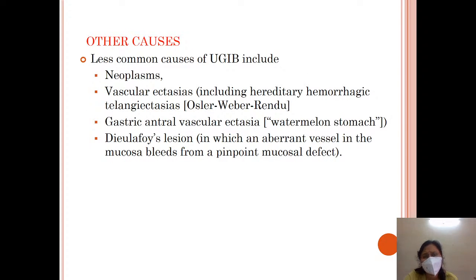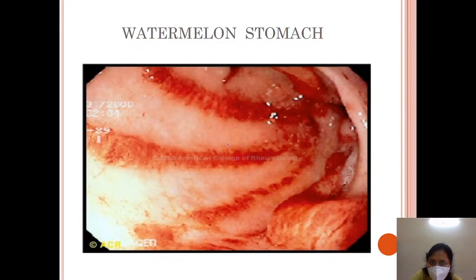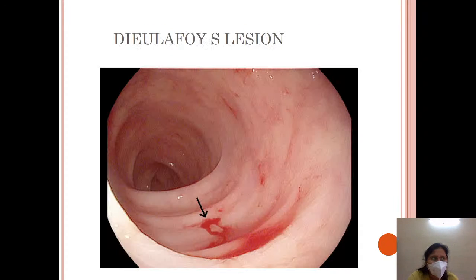Other causes of upper GI bleeding are less common causes, which are neoplasms and vascular ectasia, including hereditary hemorrhagic telangiectasias, that is Osler-Weber-Rendu syndrome, and gastric antral vascular ectasia, which is also called watermelon stomach, and Dieulafoy's lesion, in which an aberrant vessel in the mucosa bleeds from a pinpoint mucosal defect. In this image, we can see a watermelon stomach and Dieulafoy's lesion, pinpoint bleeding site we can see.